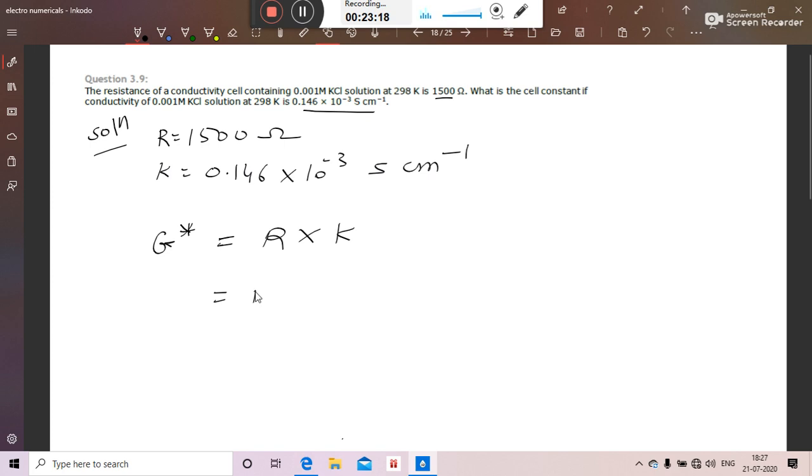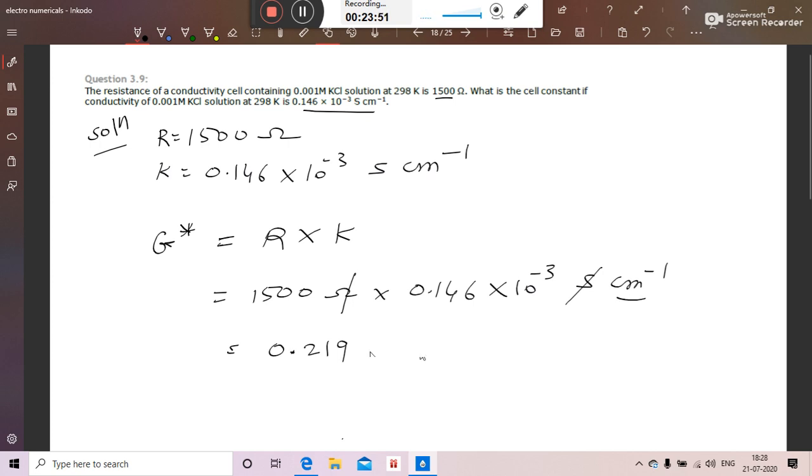Now R is 1500 ohm and K is 0.146 into 10 raised to minus 3 Siemens per centimeter. Ohm and Siemens are reciprocals of each other, so they will get cancelled. When you solve this, the cell constant G star will be 0.219, and the unit remaining will be centimeter inverse. The value of the cell constant is 0.219 centimeter inverse. That is our answer.